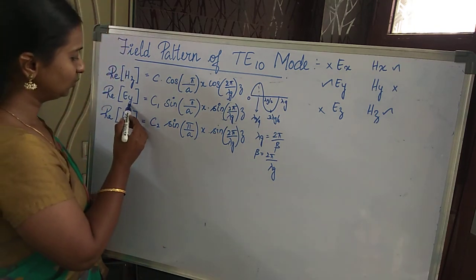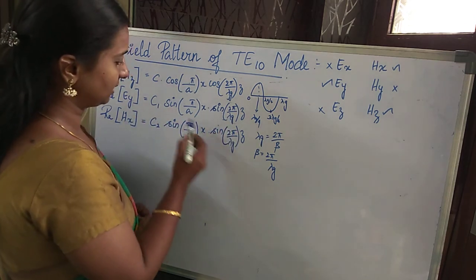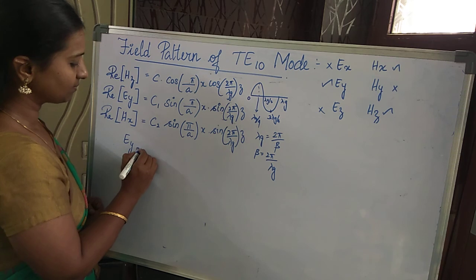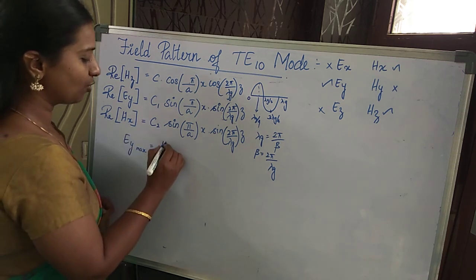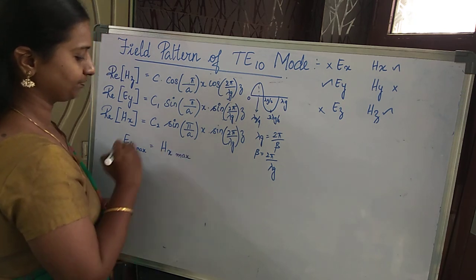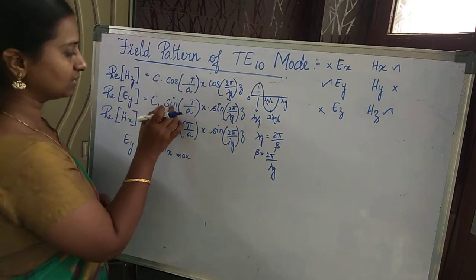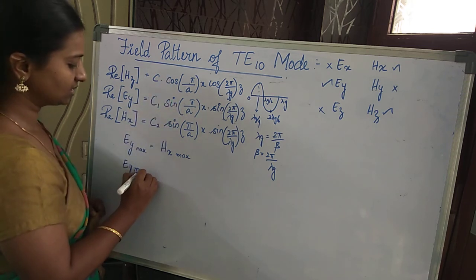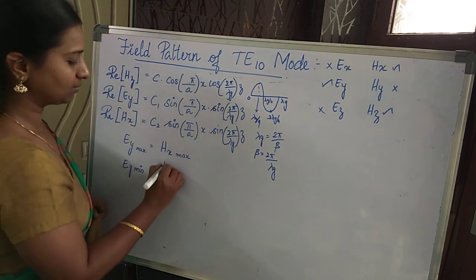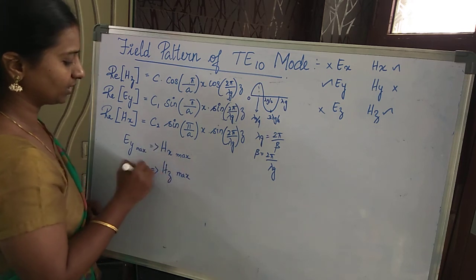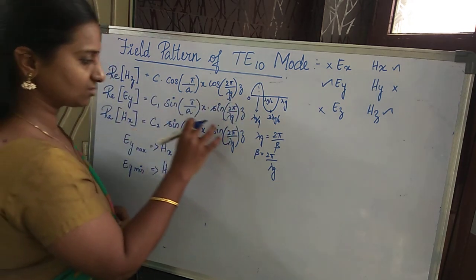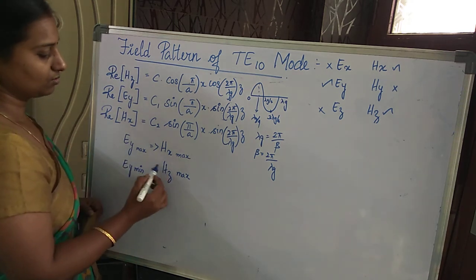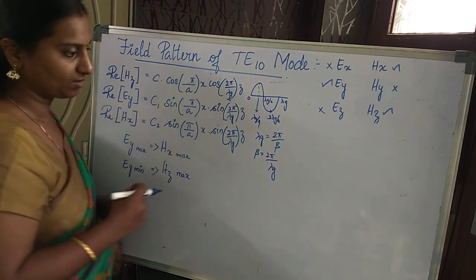You remember that Ey and Hx are similar, they have the sine terms. So whenever the intensity of Ey becomes maximum, then the intensity of Hx also becomes maximum. Now Ey and Hz, if you are comparing, this is in sine and this is in cos. So these are opposite: whenever Ey is minimum, then Hz becomes maximum. So when Ey is maximum, Hx is also maximum. When Ey becomes minimum, Hz becomes maximum. This we have to remember for drawing the field pattern.